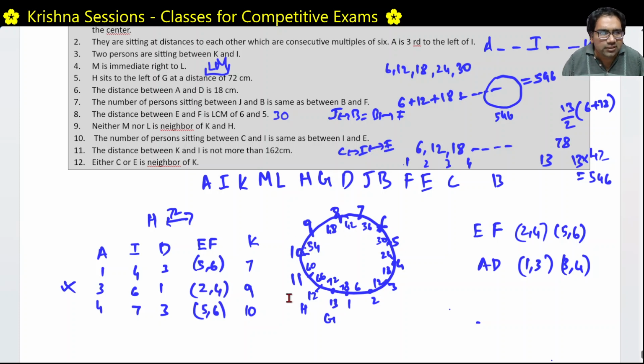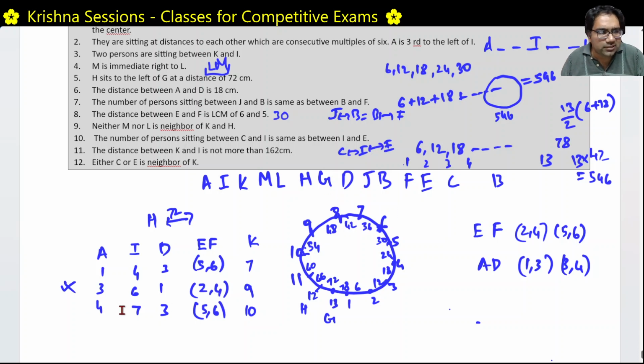So even then these two slots would have been there. 8, 7 would have been there. 10, 11 would have been there. But then also M and L anyway cannot sit next to K. K is anyway 9. So these two slots are also useless. So this condition is anyway gone.